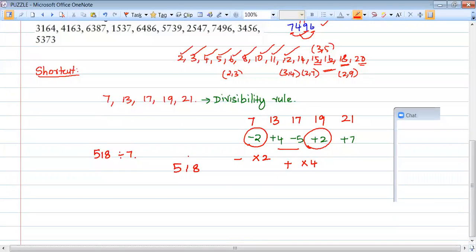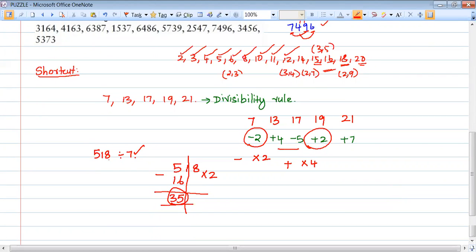Now what you have to do? Just multiply with 2. You will get 16. Correct? Then symbol is subtraction. Do the subtraction. What is 51 minus 16? Anybody tell me? 35. So 35. See, this 35 is divisible by 7 or not? Yes, definitely 518 also will divisible by 7. Are you all clear?